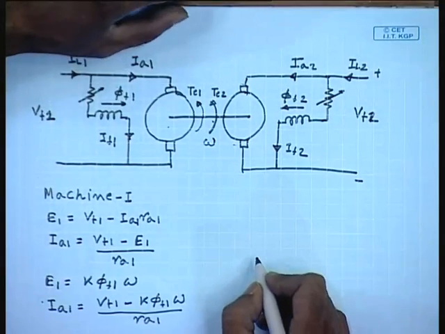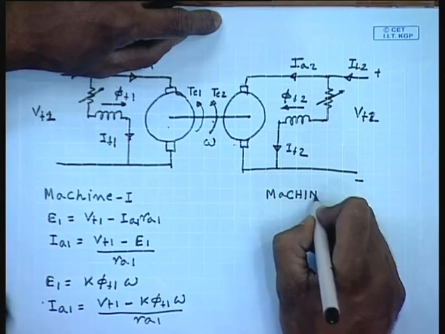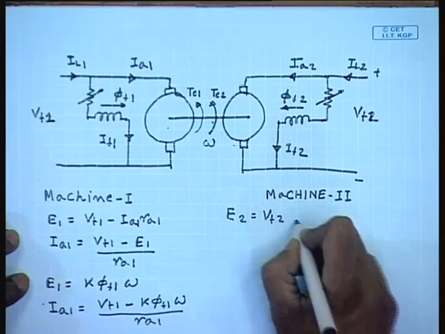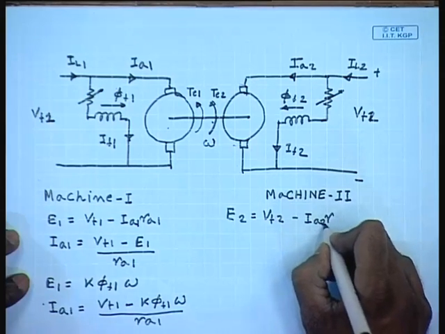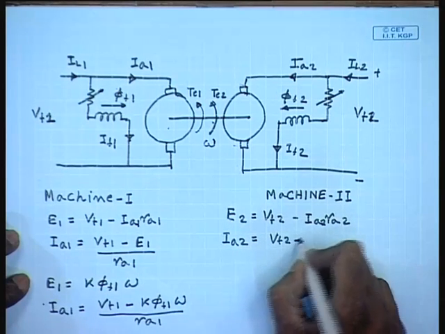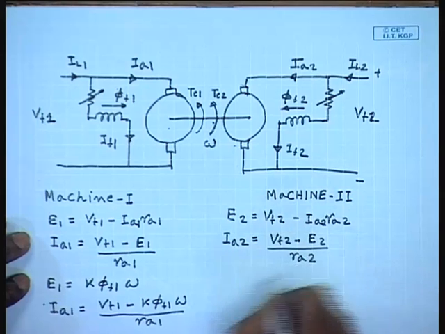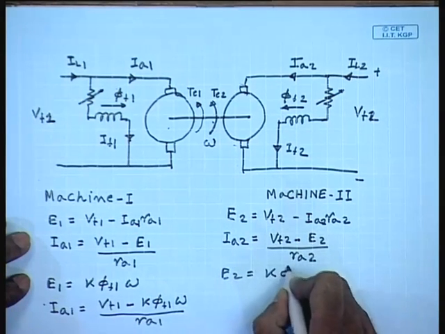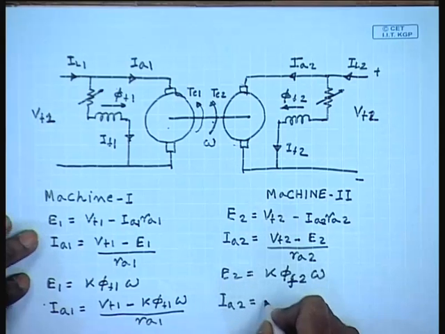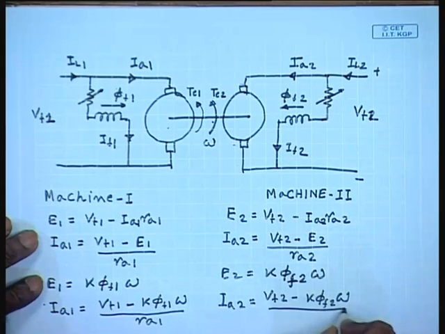Similarly, for machine 2, E2 equal to Vt2 minus Ia2 Ra2, Ia2 equal to Vt2 minus E2 by Ra2, E2 equal to K phi f2 omega, and Ia2 equal to Vt2 minus K phi f2 omega by Ra2.